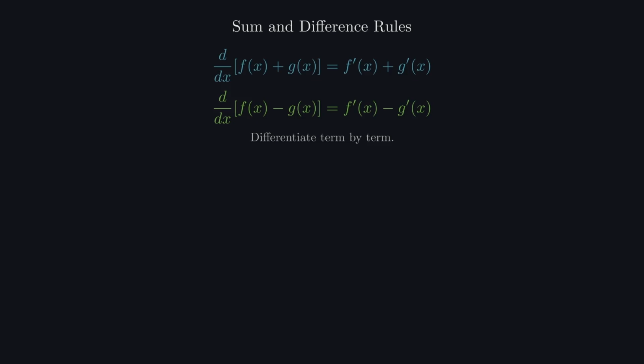Let's apply the sum rule in a simple example. We have y equals 2x to the power of 8 plus 3x to the power of 5 minus 4x plus 6. We differentiate each term separately. The derivative of 2 times x to the power of 8 is 16x to the power of 7. The derivative of 3x to the power of 5 is 15x to the power of 4. We dropped the 5 as a coefficient, multiplied it by the 3, and then the new exponent is 4. The derivative of negative 4x is negative 4, and the derivative of the constant 6 is 0.